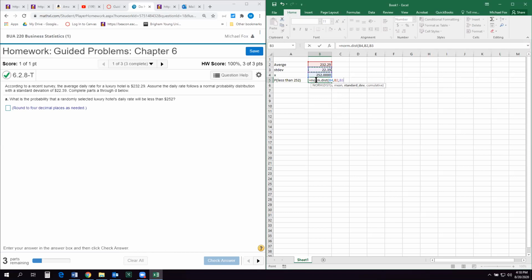then the cumulative. Remember, if we say yes or true to cumulative, that means we're looking at the probability of all values that fall below our value of X. If we were to say false, we would be looking at just the probability of getting X. And the thing is, with a continuous distribution, the probability of getting any one point is always 0. So if you put false, it's always going to be 0. Okay, let me show you.